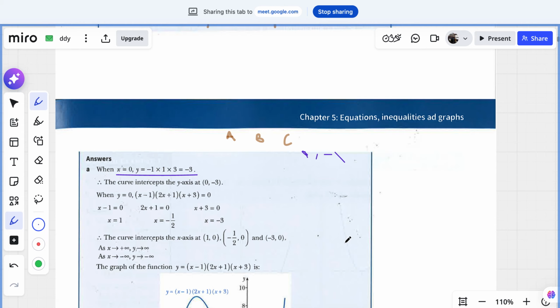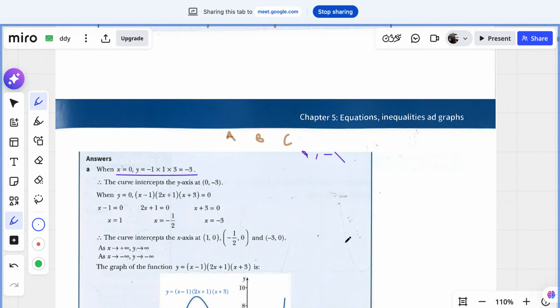And then the third case, just move 3 to the right. It becomes x equals negative 3. In the third case, x equals negative 3. So when y is 0, you get 3 values for x because you equate everything to 0.